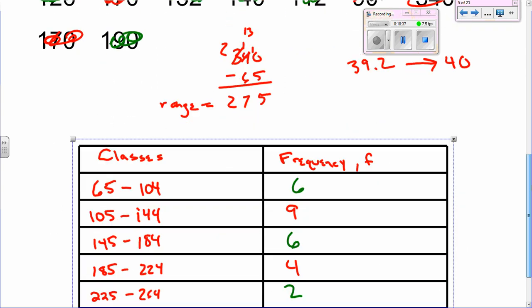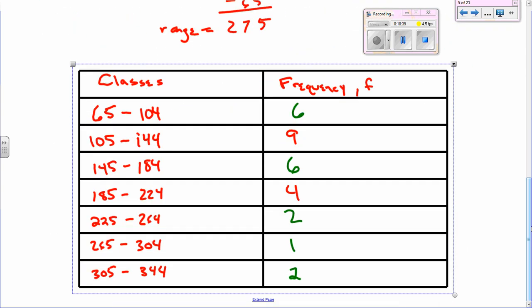So tedious, takes a while, but it's simple. All right, if we add all this up, we should get 30, because there were supposed to be 30 data points. 6 plus 9 is 15, 6 plus 4 is 10, so 15 and 10 is 25, plus 2 plus 1 plus 2, that gives us 30. So we did it right. And that's all there is to a frequency distribution.